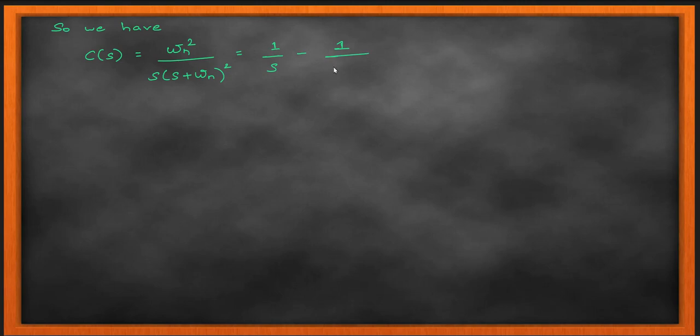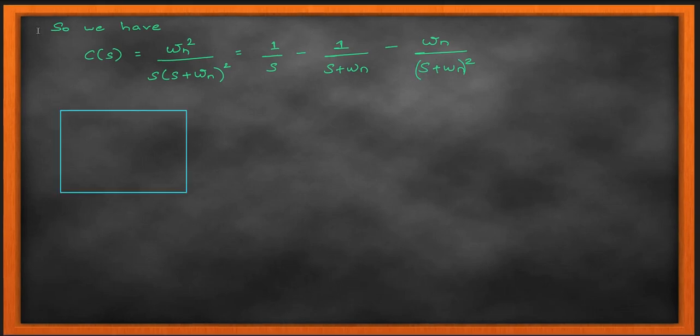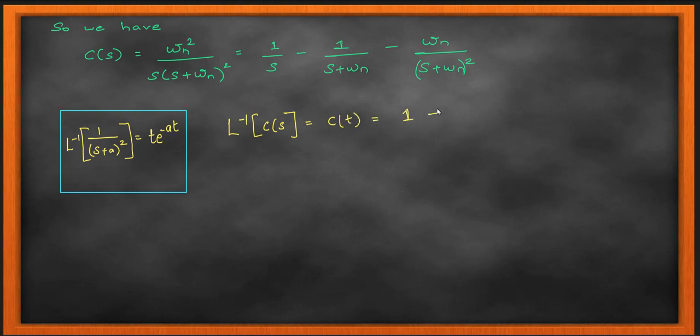Good. So now I can write this partial fraction as 1 by S minus 1 by (S plus omega n) minus omega n by (S plus omega n) square. So those are my A, B and C values. And now do I have a direct inverse formula? I need to check whether I have my direct inverse Laplace formula. If I look at this, I can see that I have 1 by S and I have 1 by S plus omega n, both of which we have already seen and both of which have a direct formula.